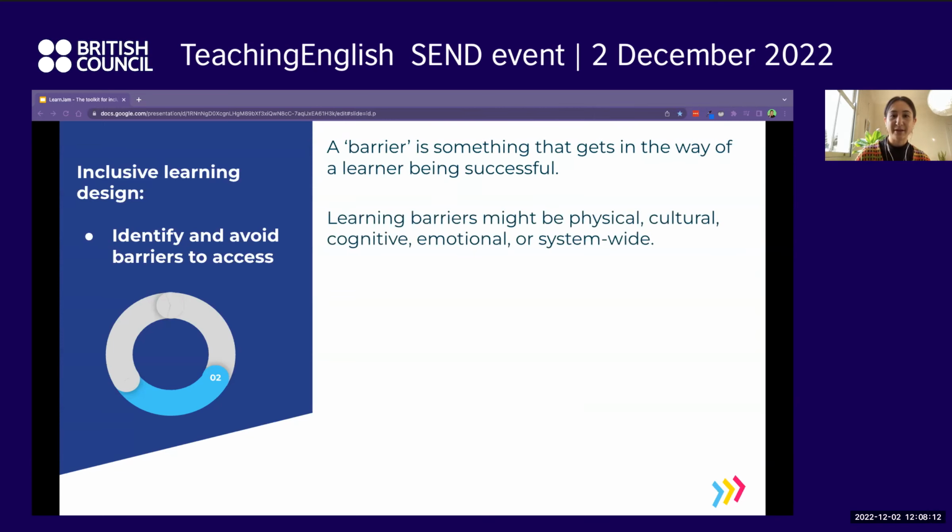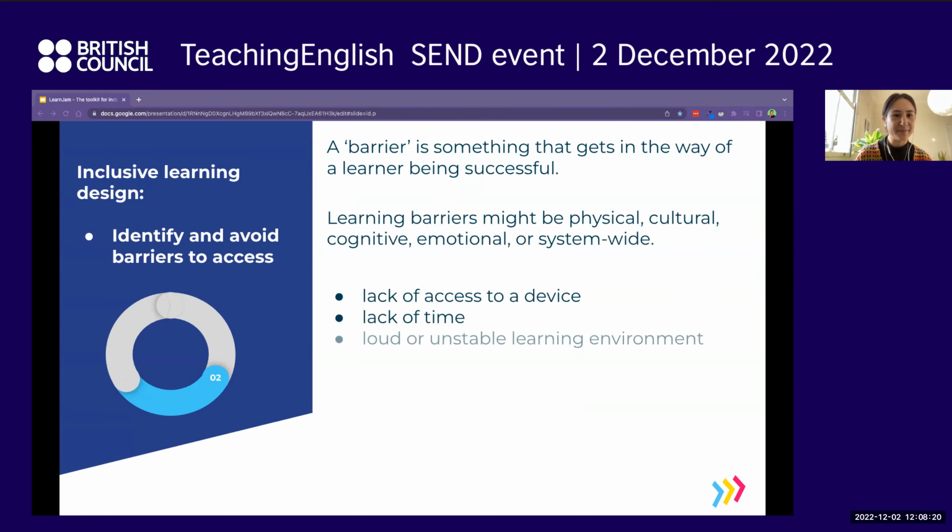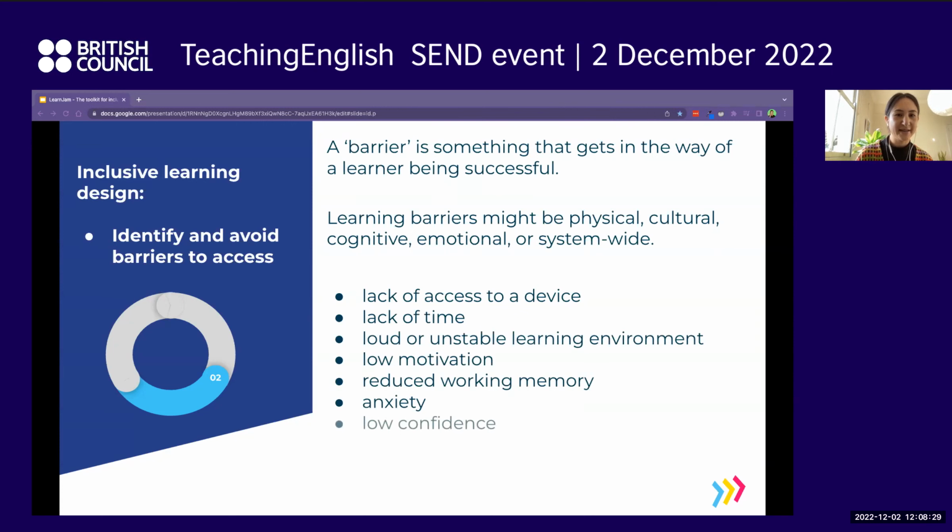A learning barrier might be physical, cultural, cognitive, emotional, or system-wide. And it could be lack of access to a device, lack of time, a loud or unstable learning environment, motivation, reduced working memory, anxiety, confidence, lack of previous knowledge, and the list goes on.